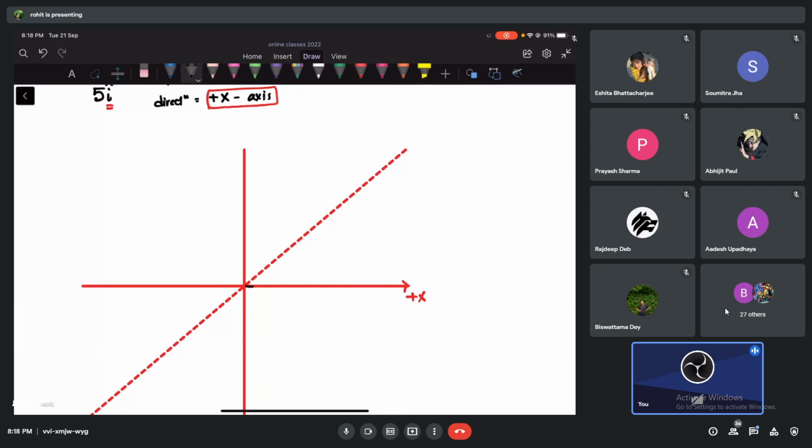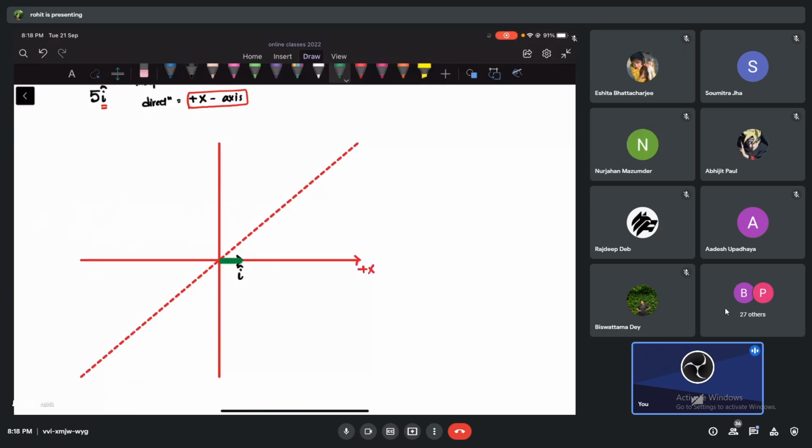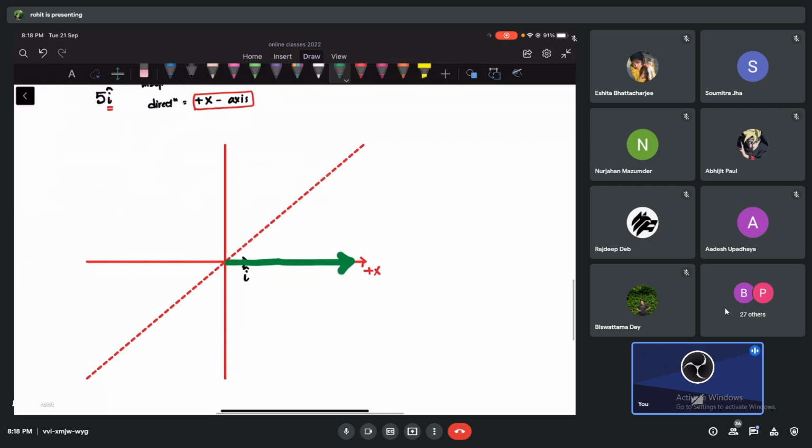I told you a 1 unit long vector, what is this called, guys? I told you this is called I cap. And then finally, if I draw 1 I cap, 2 I cap, 3, 4, 5 I cap, this was 5 units long. So that is the vector that I have written in front. That is 5 I cap. I hope all of you understand the concept, right?